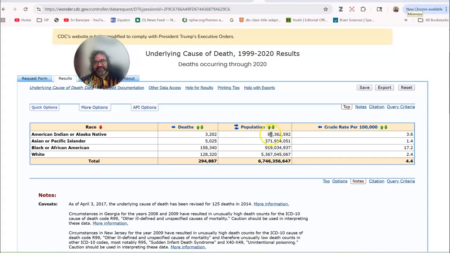As you can see, even though the population is higher for white individuals, for Black individuals the crude rate per 100,000 is a whopping 17.2 versus 2.4 among the white population. So unfortunately, African Americans are bearing the brunt of mortality related to gun violence. And there are multiple reasons: higher poverty rates, inequitable access to healthcare, and so many different problems, as it happens to be for underserved minorities such as Black individuals.